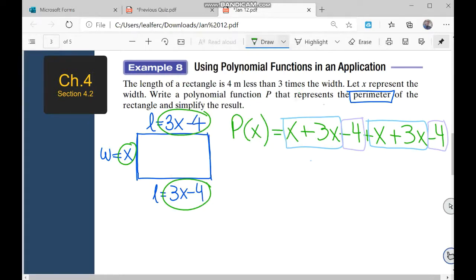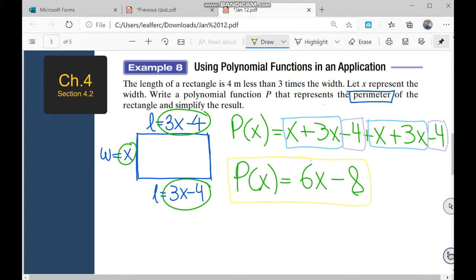When we combine, we have p of x equals x plus 3x plus x plus 3x, which is 6x. -4 minus 4 is -8. This is the answer.